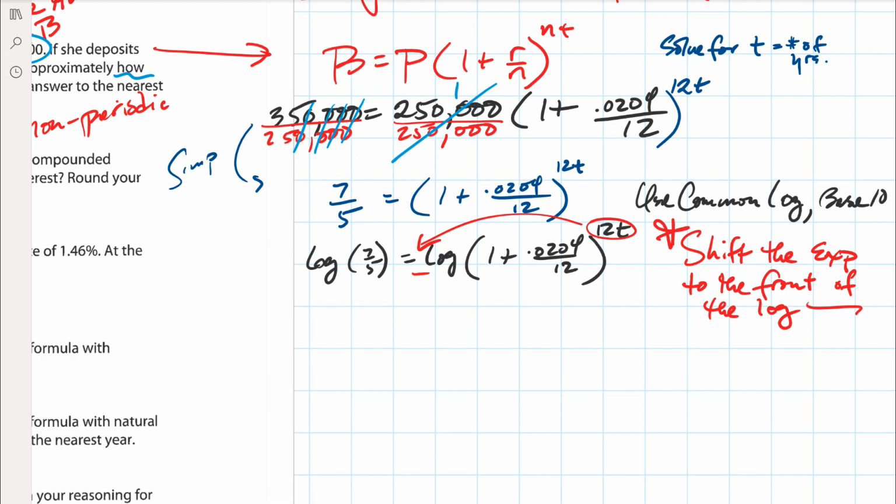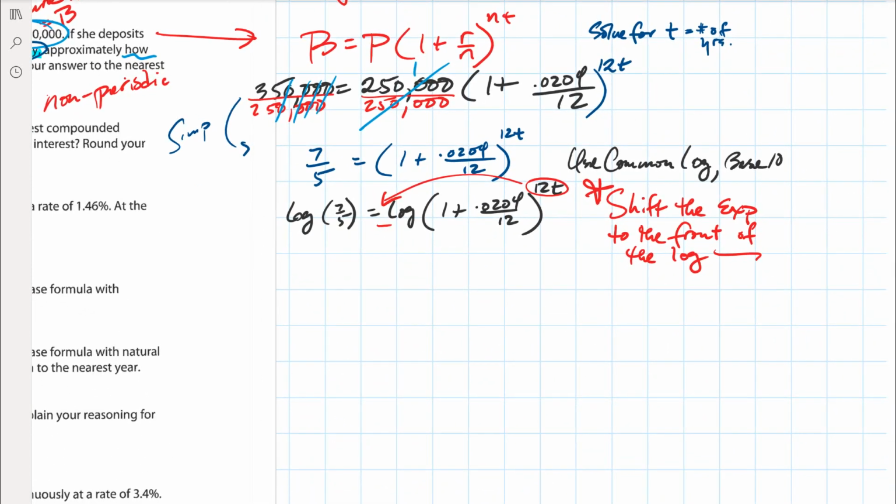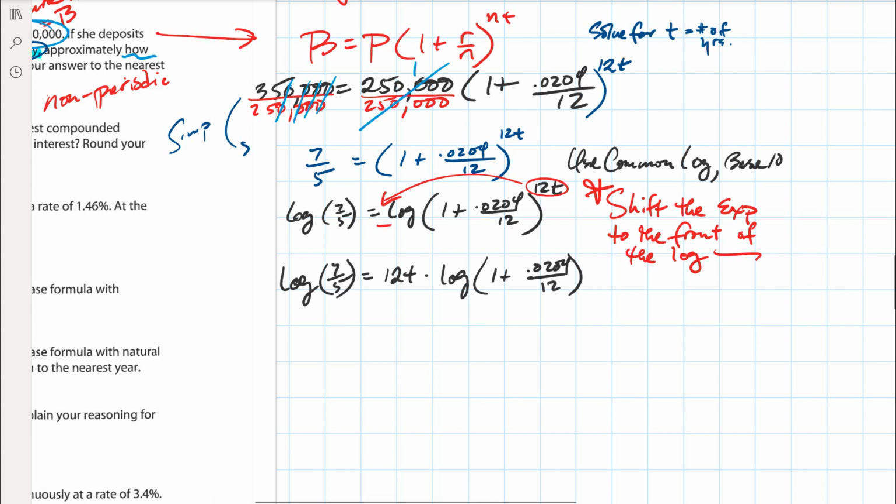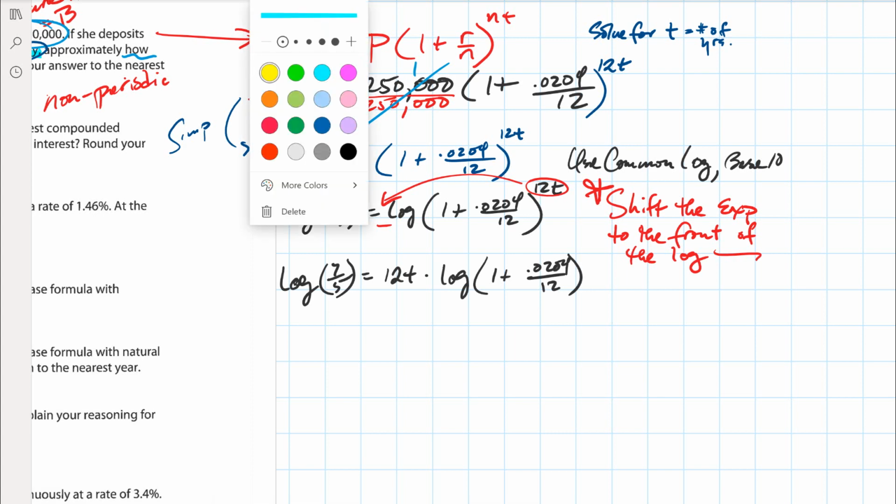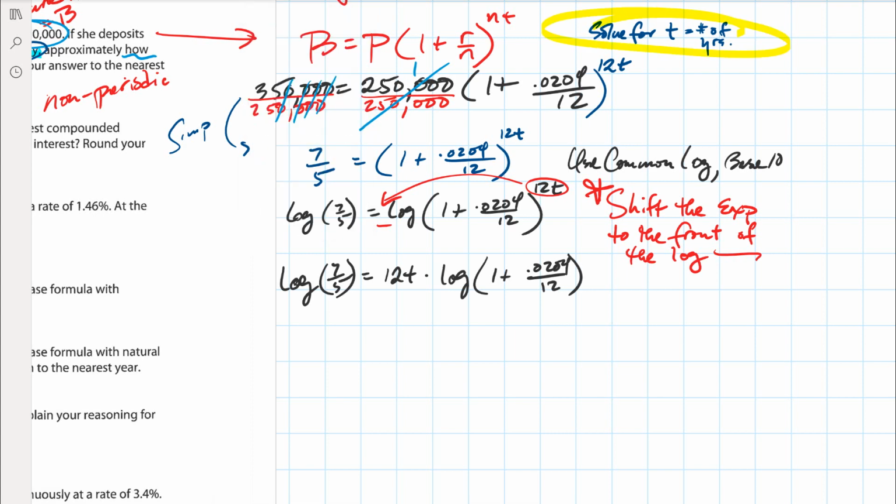And when you do that, you get log of 7/5 on the left is equal to 12t times the log of (1 plus 0.0204 divided by 12). And again, don't worry about how gnarly this looks, because we're going to use Desmos here, and it's not going to be that bad. Now remember, the goal is to solve for t. We're trying to solve for t. So there's our goal.